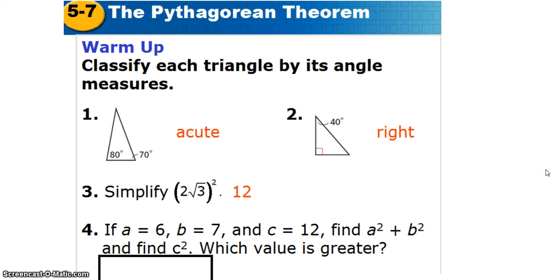find those values. Which value is greater? Well, that's not a hard question. The 144. Oh, I see. A squared plus b squared, so we've got 36 plus 49, or 85. So 144 is greater, c squared is greater.